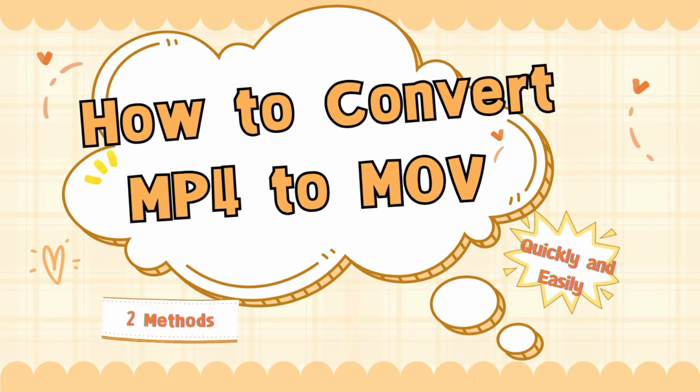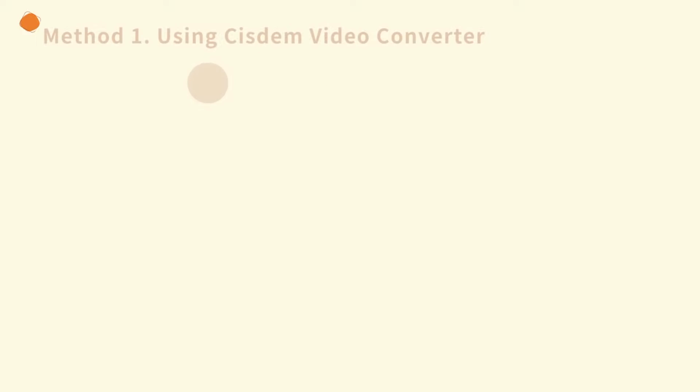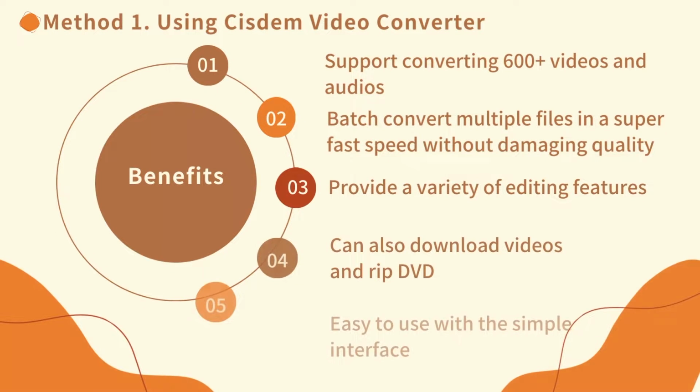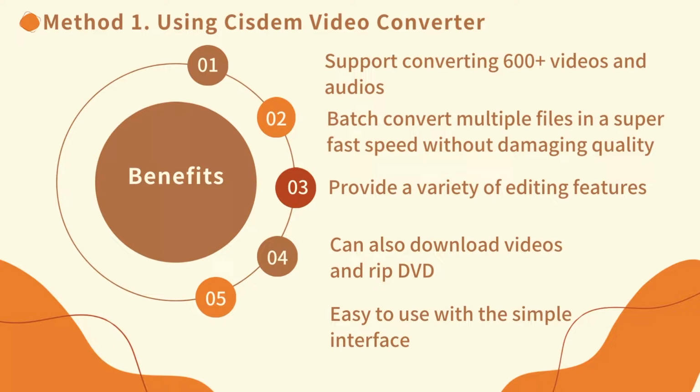Hi, this video will show you two ways on how to convert MP4 to MOV. Method 1, using a professional video converter called Cisdem Video Converter. It offers advanced features and powerful performance to make conversions while keeping high quality. You can download it below.